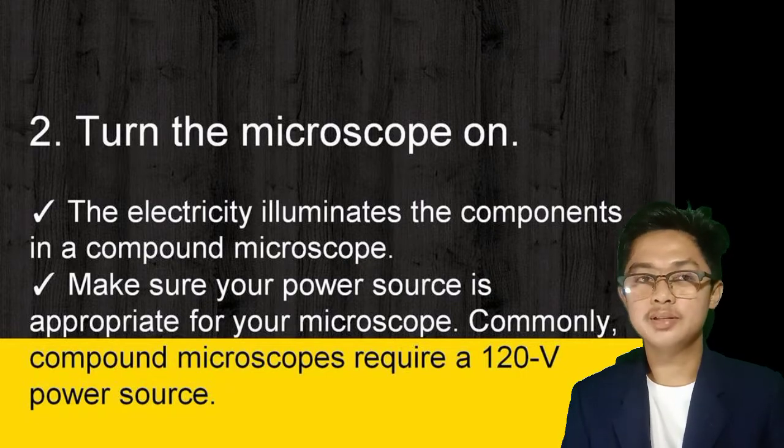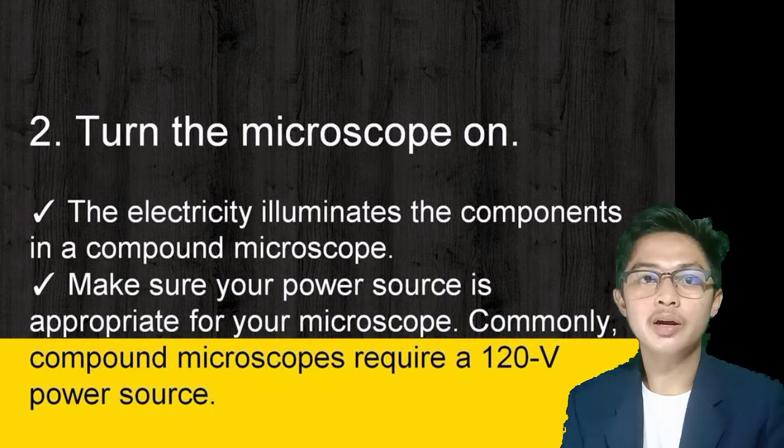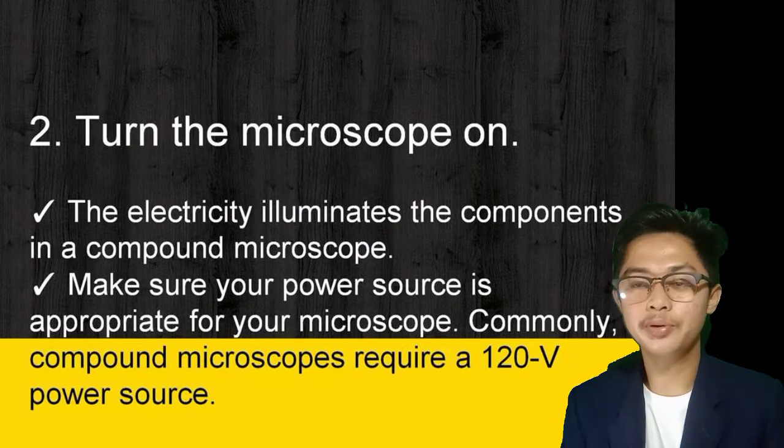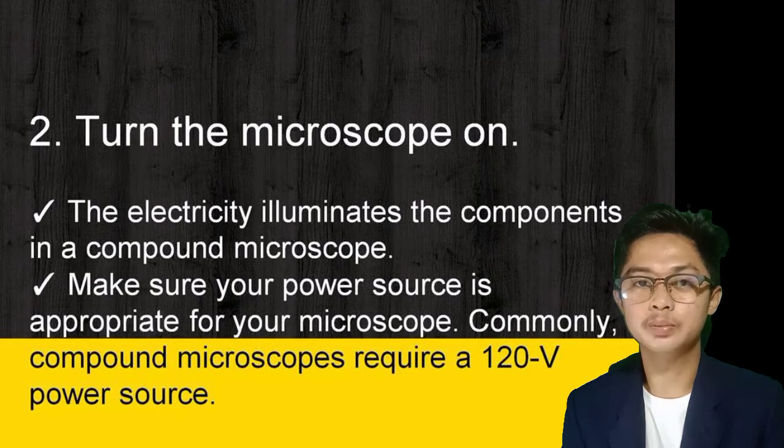The second step is to turn on the microscope. This will require plugging it into an appropriate outlet. The switch is usually located in the microscope's base. The electricity illuminates the components in a compound microscope. Make sure your power source is appropriate for your microscope. Commonly, compound microscopes require a 120-volt power source.